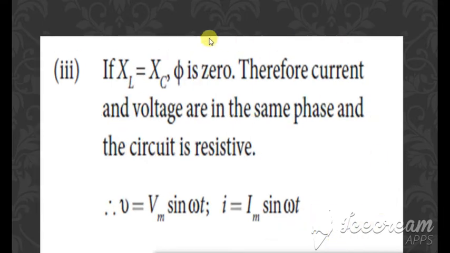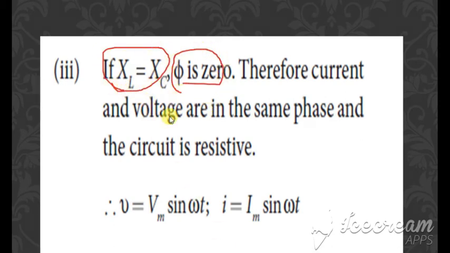Clear? The last condition is if they are equal. If XL is equal to XC, then phi is 0. When phi is 0, current and voltage are in phase.